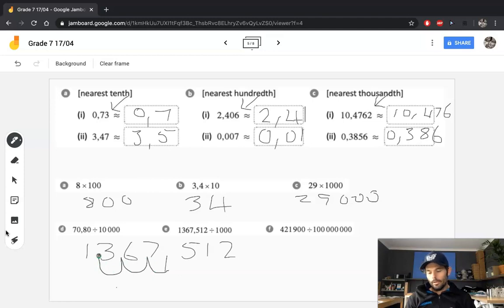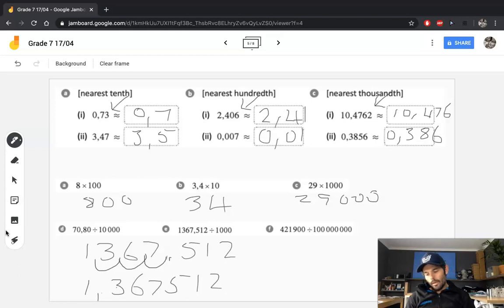All right, so let me just go through that again. If I divide by 10 once, there's my decimal. My decimal is going to go there. If I divide by 10 twice, my decimal goes there. And if I divide by 10 3 times, my answer becomes 1,367,512. Okay, so there I've reduced my number by 10 3 times.